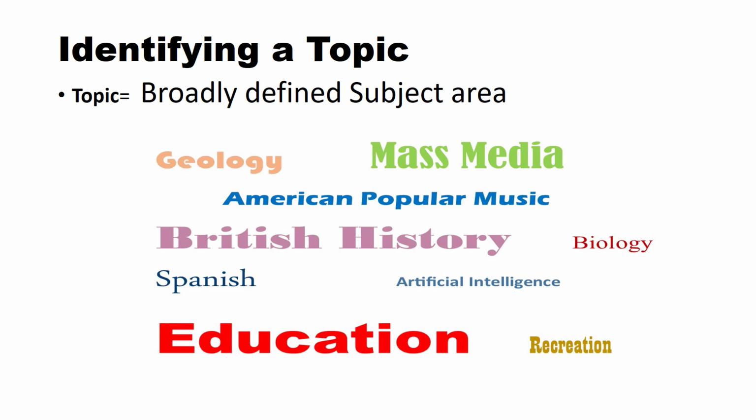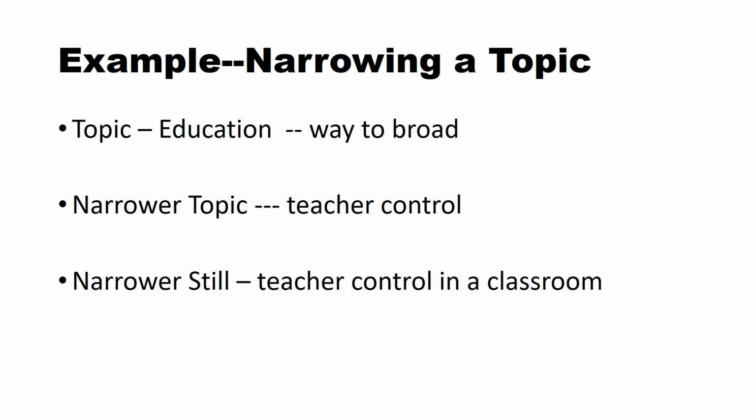Before you start typing in things randomly, either in Google or in one of our databases, you want to have a general idea of what you're looking for. Research typically begins with a broad subject or topic. At the beginning, you just have an idea of what your topic might be. So here we're going to look at the topic of education. Now, we know that education as a topic is way too broad, so narrowing your topic down would be a very wise thing to do. So a narrower topic would be teacher control, and then still narrower, teacher control in a classroom.